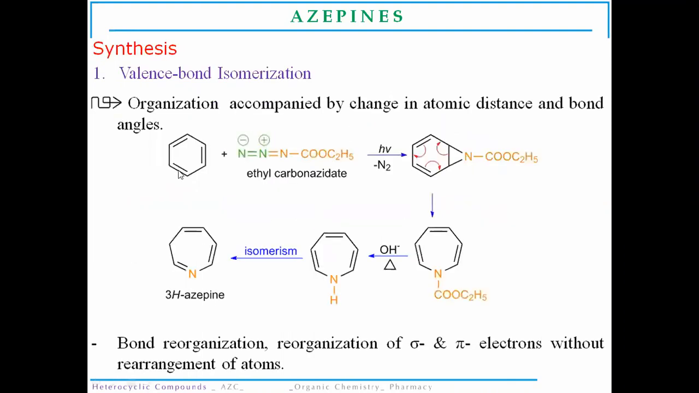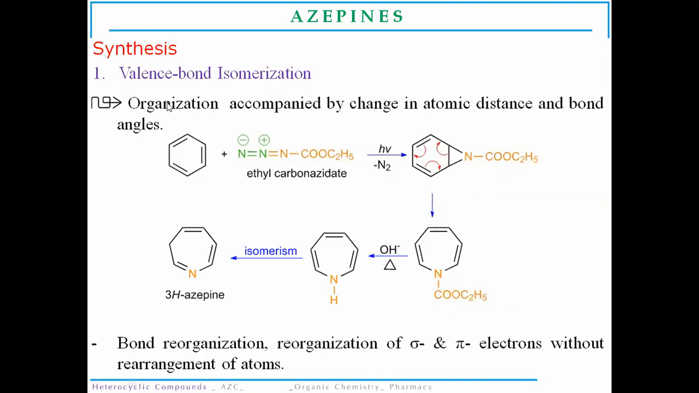Now, the synthetic methods of the azepine molecule. What is azepine? How is it an anti-aromatic compound? This we have studied. Now we are moving towards the synthesis of the azepine molecule. The synthesis of azepines and their derivatives we are going to discuss through the following synthetic methods. The first synthetic method for the synthesis of azepine is valence bond isomerization. Now, what is this valence bond isomerization?